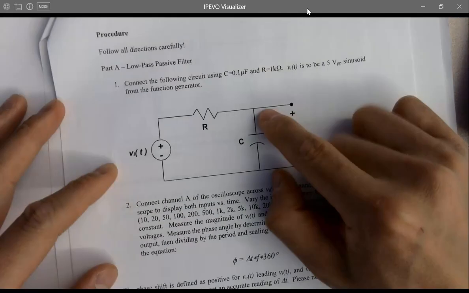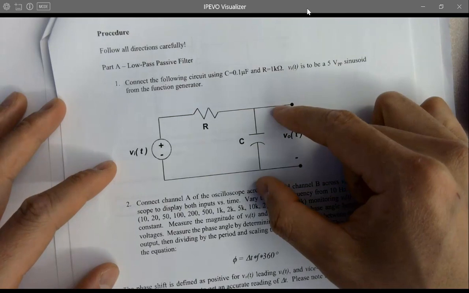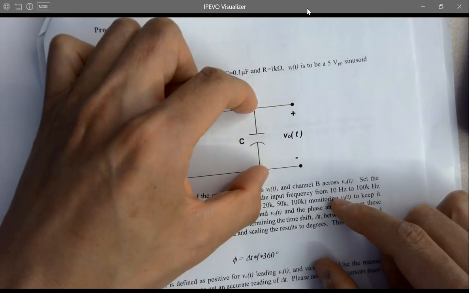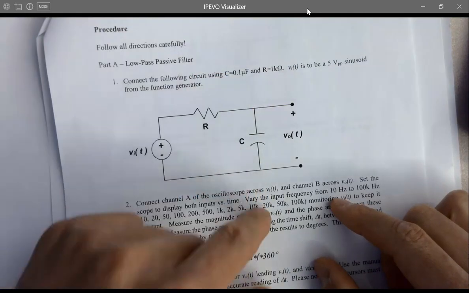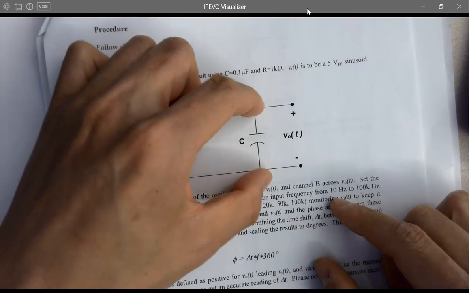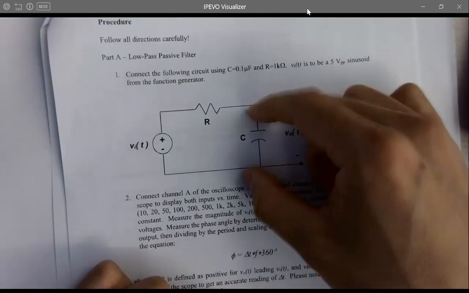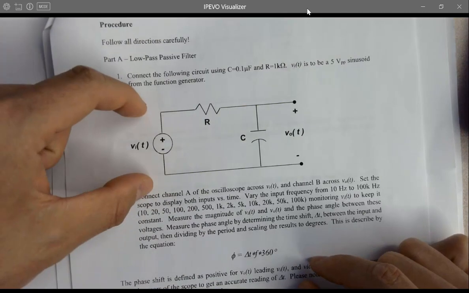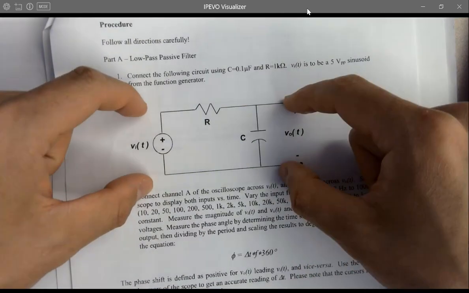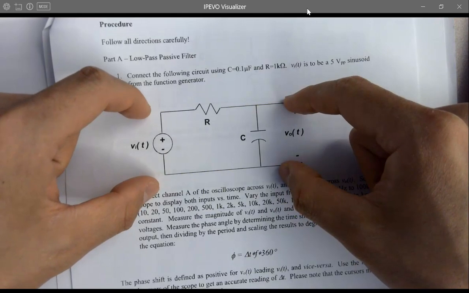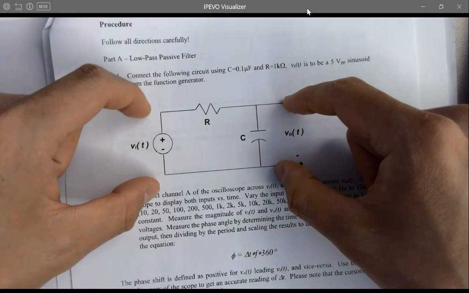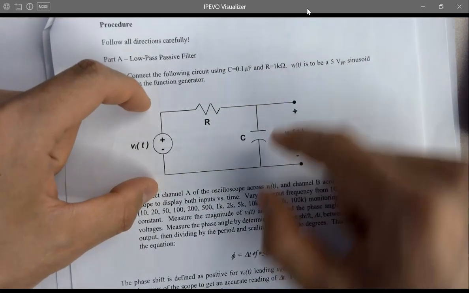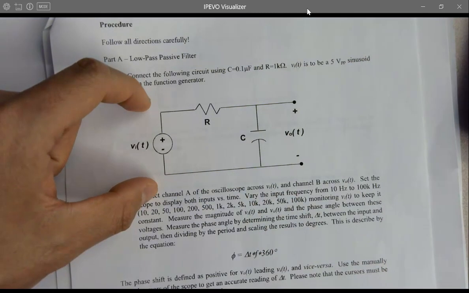Which means you're shorting the output to the ground, right? So this part is the voltage output. If you short this to ground, there's no voltage drop across these two terminals. So you are getting a super low voltage, which means if you have a high frequency input, you are getting a really low output amplitude because it's being increasingly attenuated by the filter.